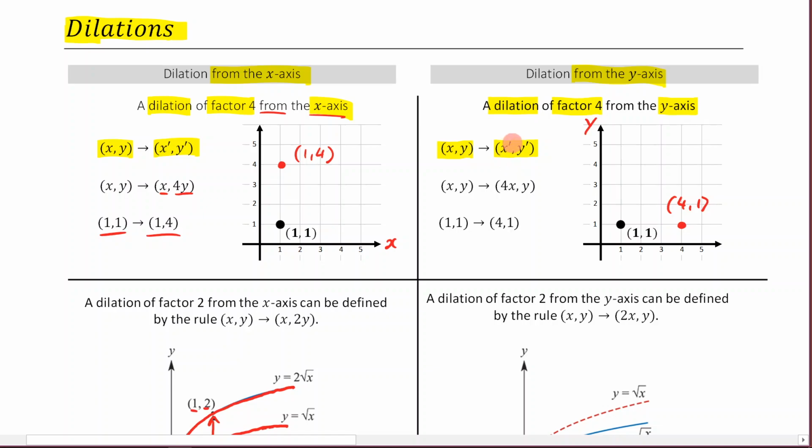So that means x dash is going to be equal to 4x and y dash just remains as y. My final answer is (4, 1).